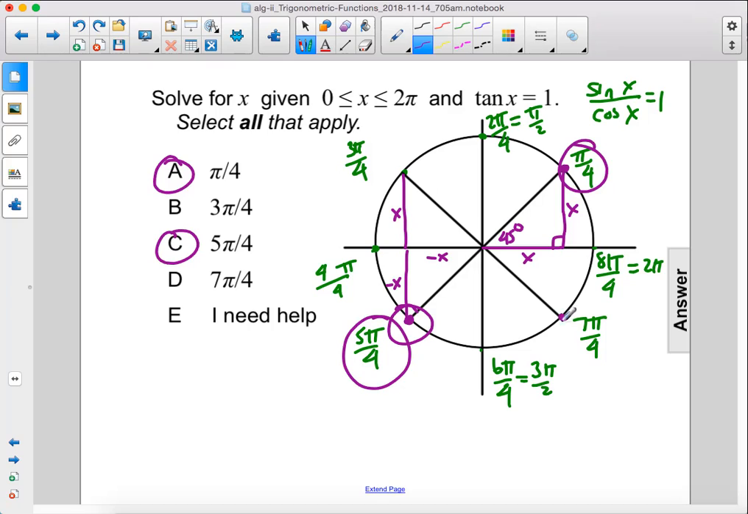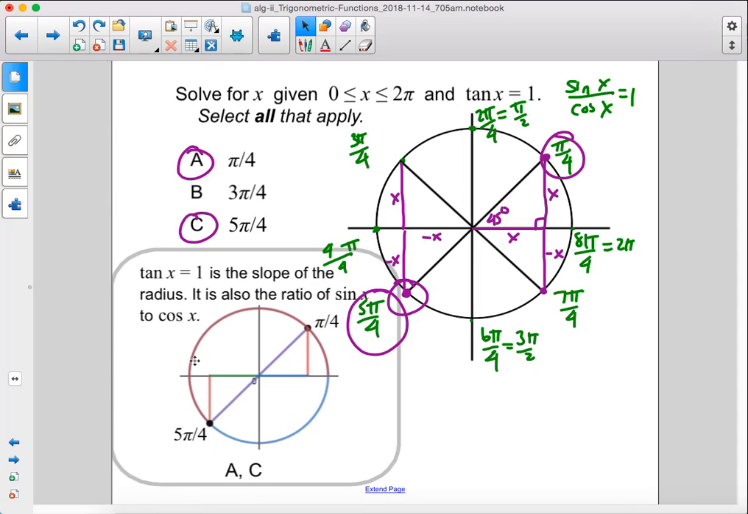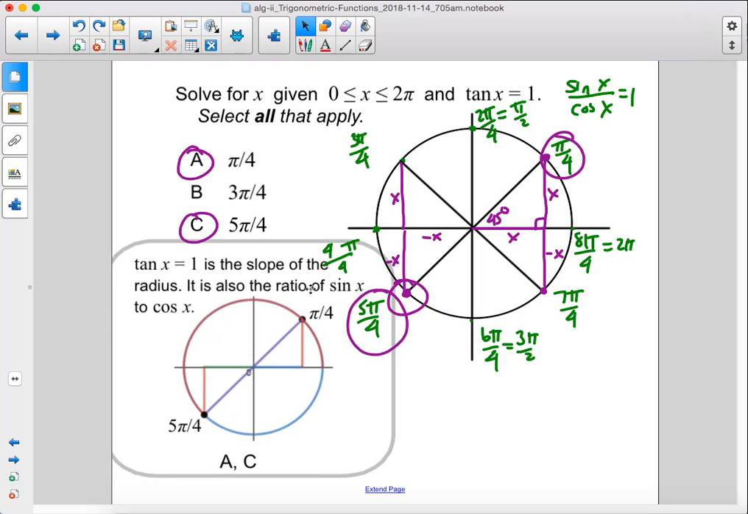Down here at this point, we are going to have a negative value for sine. We're going to have a positive value for cosine, therefore tan will be negative. But yeah, those are our two answers, A and C. So as you can see, tan x equals 1 means that's the slope of the radius. It's also the ratio of sine x to cosine x. So there we have our 2 points.